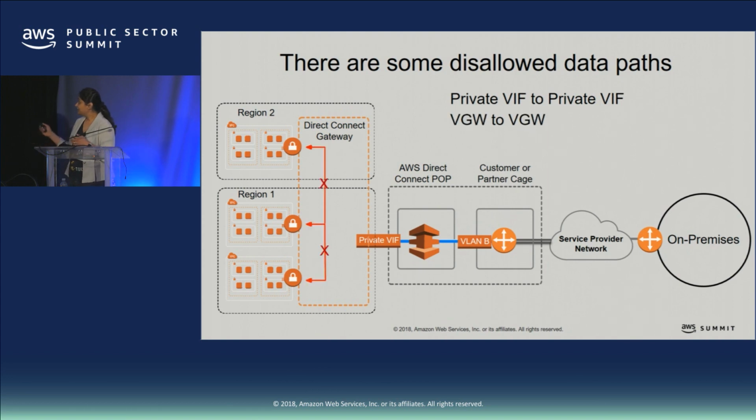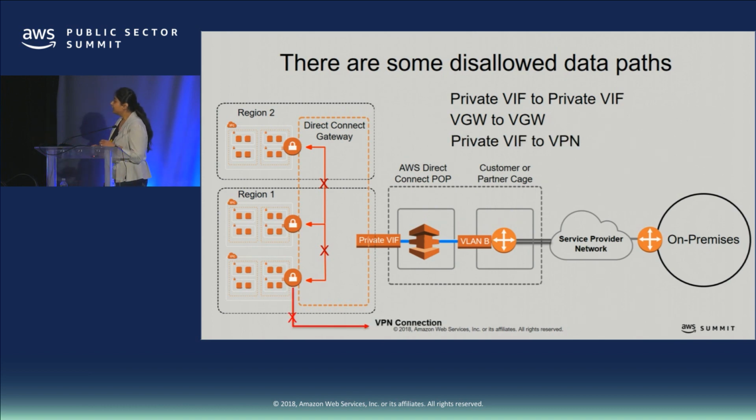Similarly, you cannot use Direct Connect Gateway to connect between a virtual private gateway attached to one VPC and a virtual private gateway attached to another VPC. So the transitive routing between both these virtual private gateways cannot be done. Finally, suppose you have a private virtual interface connected to a VPC. You also have a VPN connection terminating to that VPC. You cannot use the attached Direct Connect Gateway to act as a transit path for traffic going in the private virtual interface and going out the VPN connection. So that is not an allowed path either.